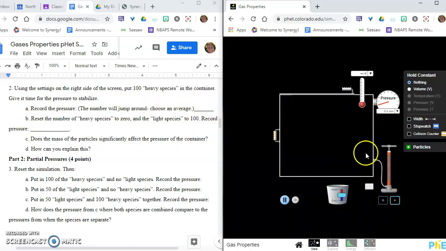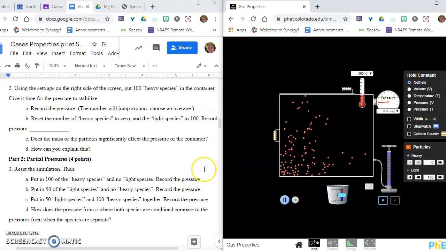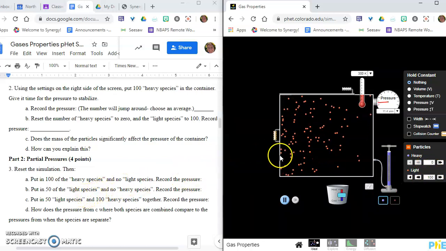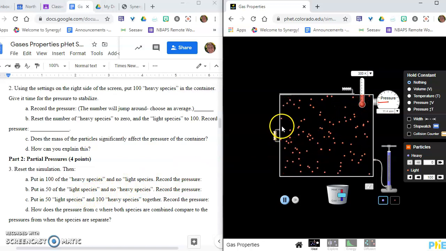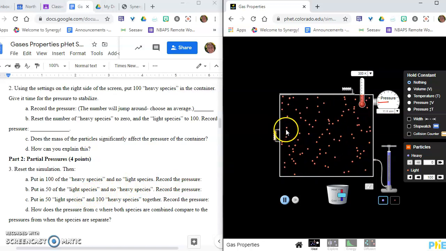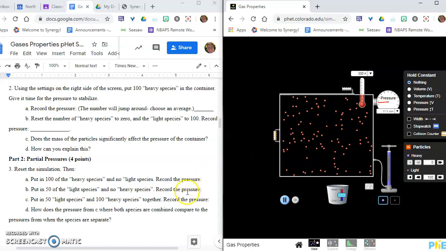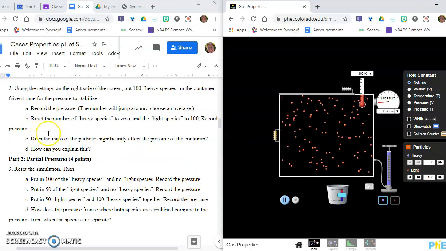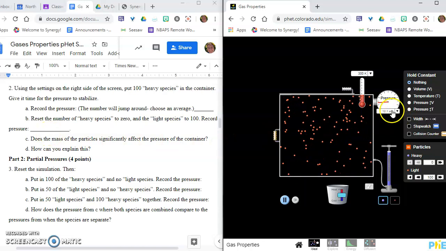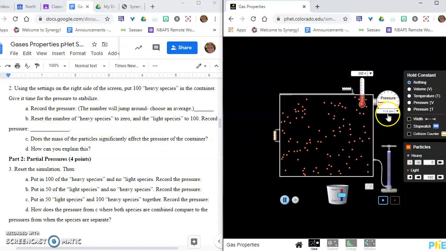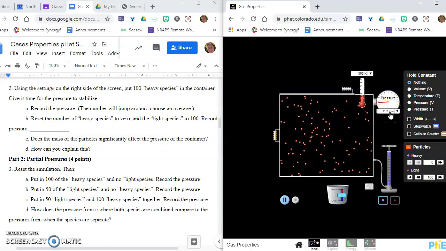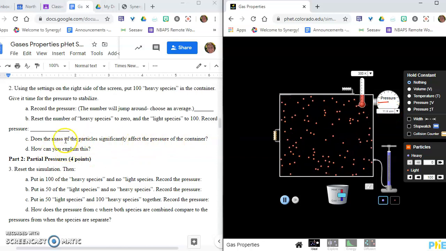I'm going to reset and do 100 light. Okay, so it looks like they're moving quicker. But our pressure, again, for B is going to be about the same. I would say about 11.5. Okay, so you can answer C and D.